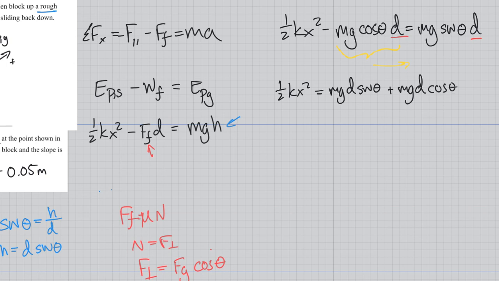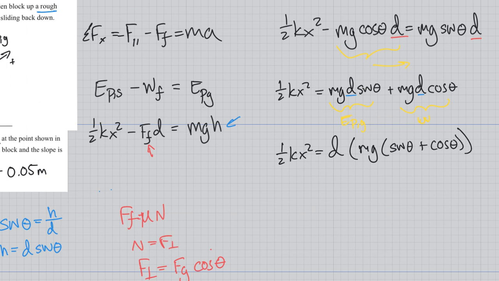And essentially what this is, right, mg d sine theta, that is the energy potential due to gravity, and this is the work done. So the initial spring energy equals whatever gravitational energy I have at the end, plus the work that I lost due to friction. And so what we're going to do is pull out our d value here and say this is 1/2 kx squared equals d times, and I'm also going to pull out mg. So this is mg times the sine of theta plus the cosine of theta.